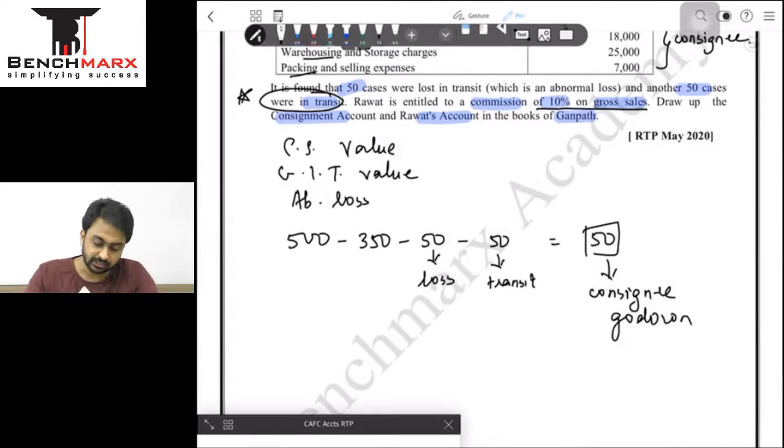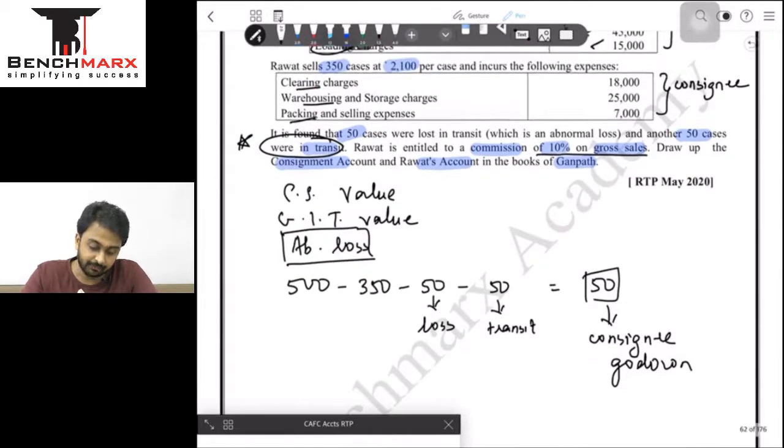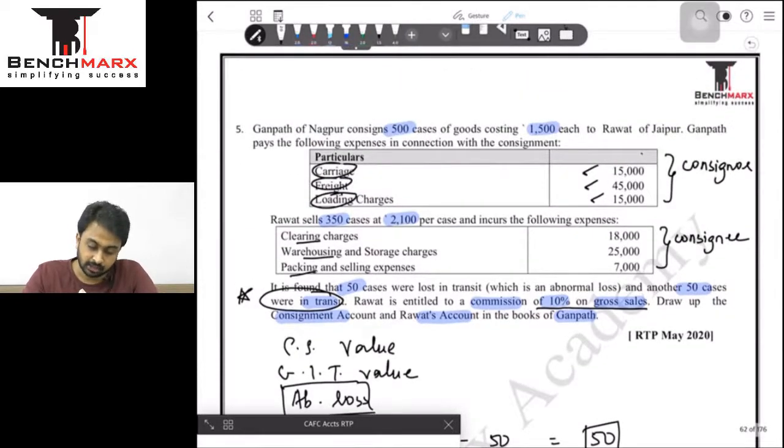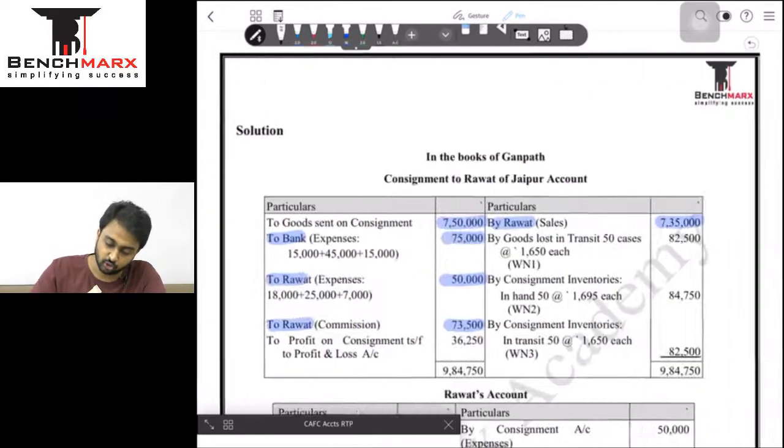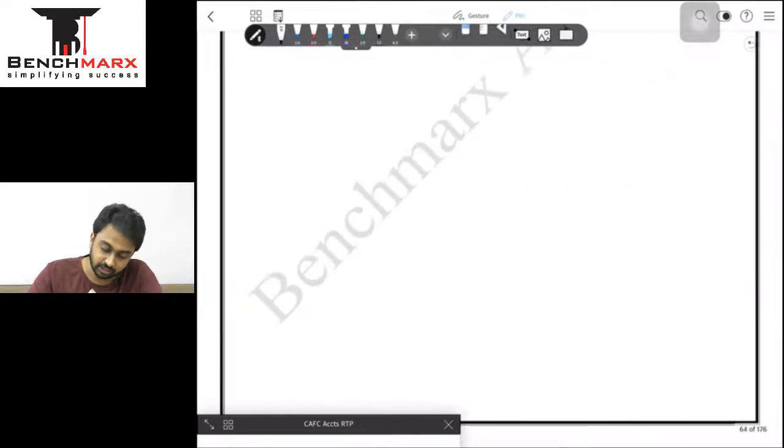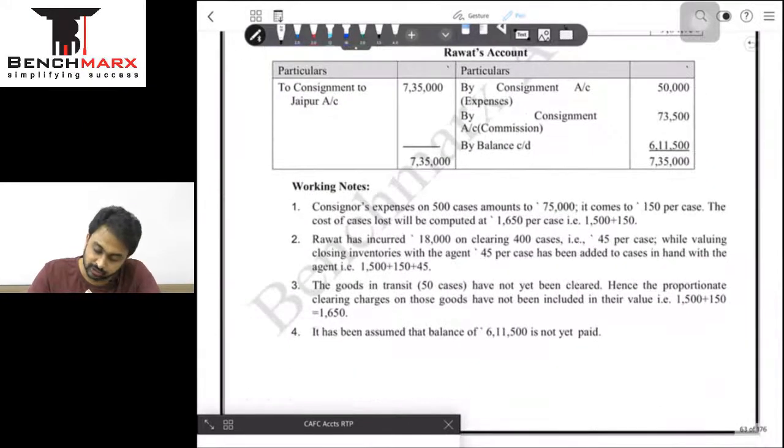Okay. So first let us try and value the abnormal loss. Where has the loss happened? Loss in transit. So the consignor expense will come in full and the consignee expense will not come. So if 75,000 is spent for 500 cases, what is the amount spent on 50? That is the proportionate consignor expenses, and the cost of 1500 will definitely come. So let us go through the working note to see what the ICI has done for valuation. They have not done the valuation. Oh, they have done it in statement form. Okay. Let's go through it.